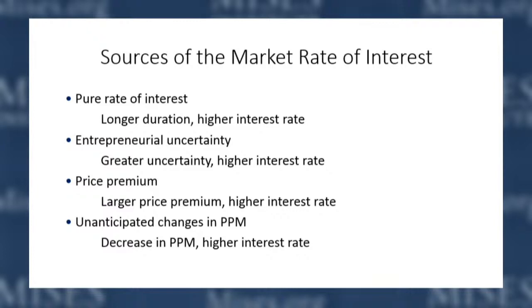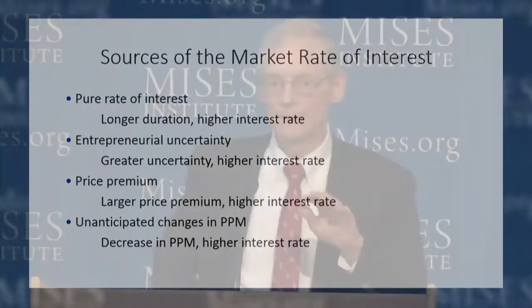Then the second source of the market rate of interest is entrepreneurial uncertainty. So every different production process, or every grouping of different types of production processes, could in principle have its own uncertainty associated with it. So in order to give incentive for capitalists to lend into those production processes, they might command a higher rate of interest to provide compensation for assuming that uncertainty.